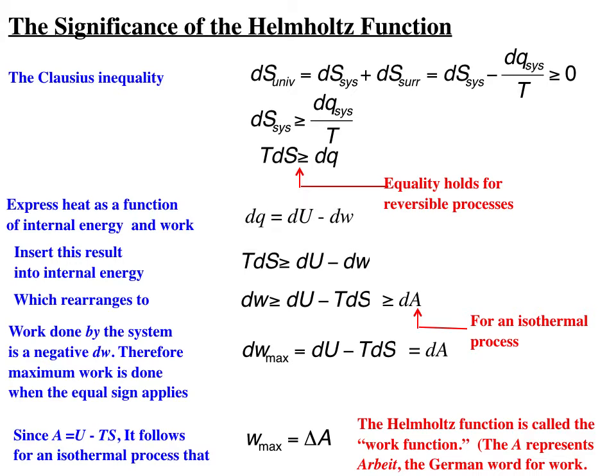but we also note that dw max would be the maximum work that we could harvest out of this. And if work is done by the system, then work is negative. So in that inequality, the biggest possible value of a negative work will be when the equality sign applies. So dw max, the maximum work you can get, would be equal to dU minus TdS.